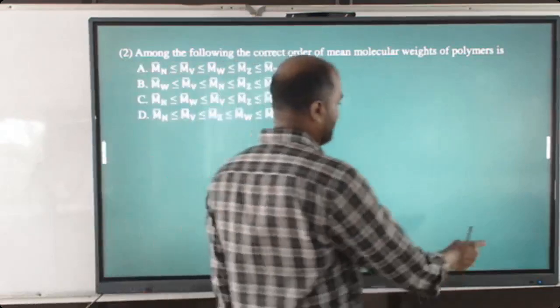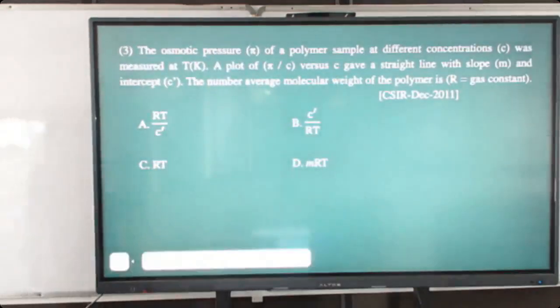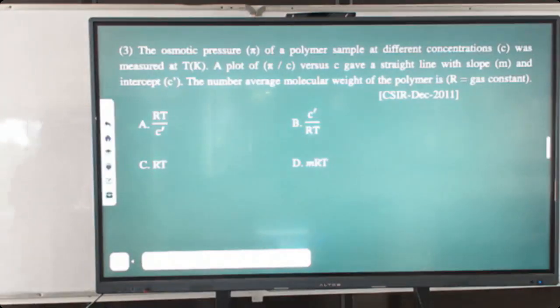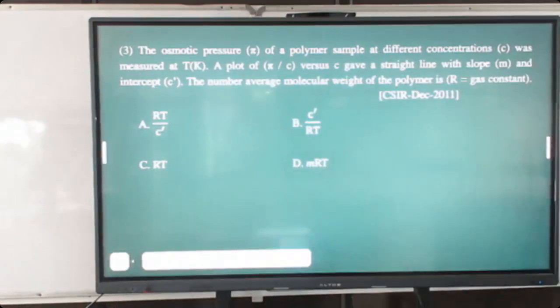This is question number 3. The osmotic pressure pi of a polymer sample at different concentrations C was measured at T Kelvin. A plot of pi by C versus C gives a straight line, with slope and intercept given. The number average molecular weight of the polymer is.